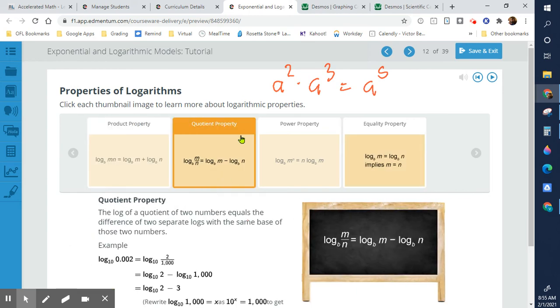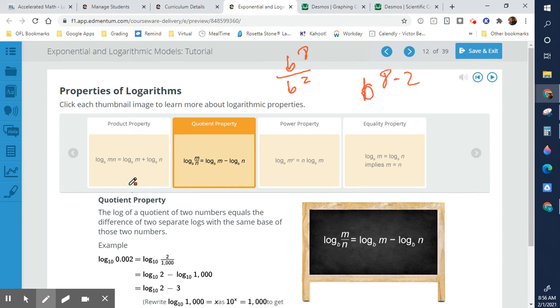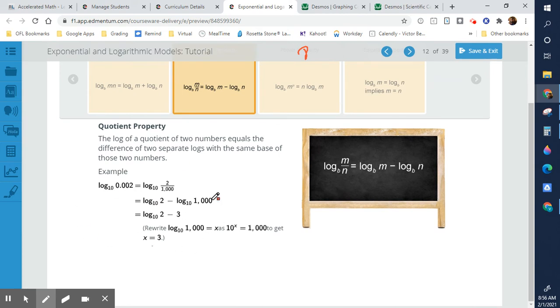So same thing with division. Remember how we had something like this? Let me erase this right now. Remember with exponents, we had b to the 8 over b to the second, and we ended up getting b to the 8 minus 2. Same thing here. If you're dividing, you can split it up into subtracting, or vice versa. If you're subtracting, you can turn it into division. And they give you a nice little example here to go over.